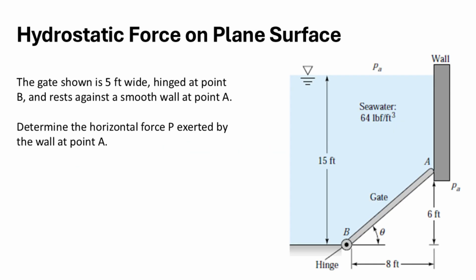Here is our scenario. We have a gate submerged underwater, hinged at point B, and resting against the smooth wall at point A. The gate is 5 feet wide. While its length isn't given directly, we can determine it using the geometry provided in the figure.